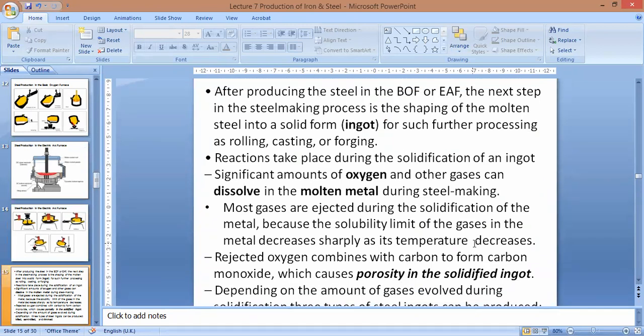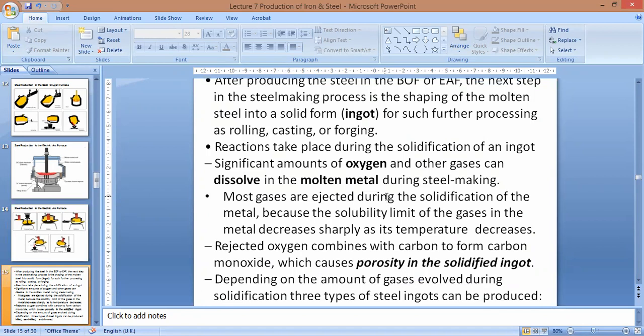What else is worth noting here? So this is basically describing the process and the reactions that take place during the solidification of an ingot, which is a solid form of the shaping of a molten steel into a solid form. So the solid form of steel is known as the ingot here. And then what happens to the rejected oxygen?